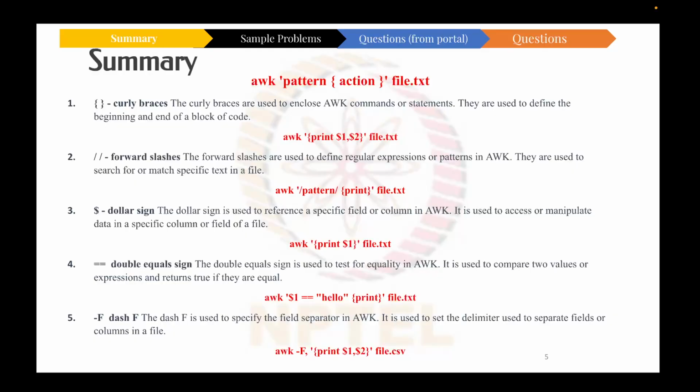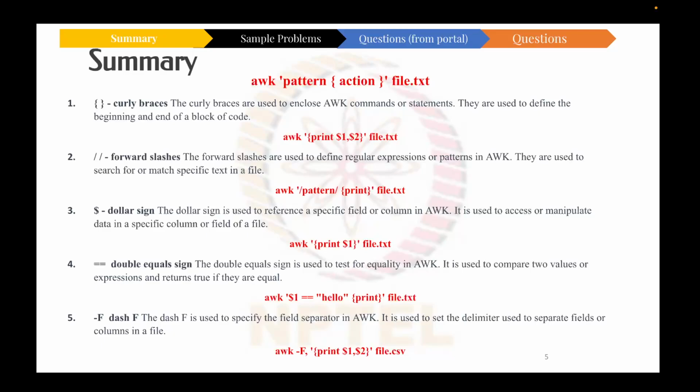So the $ sign. As I mentioned before, the $ sign is used to reference a specific field or column in awk. It is used to access or manipulate data in a specific column or a field of a line. So similarly, in the command here, the $ sign is used to reference the first field of each line in the file.txt, which is then printed.